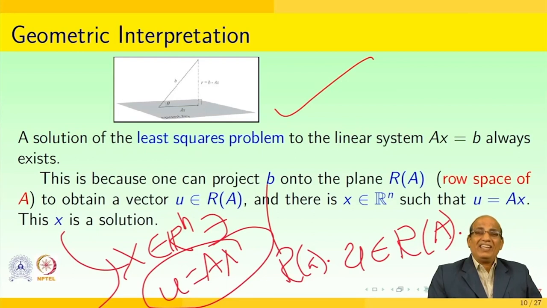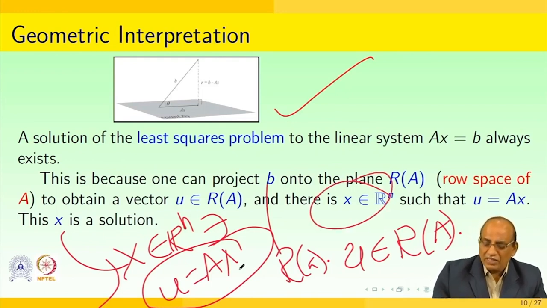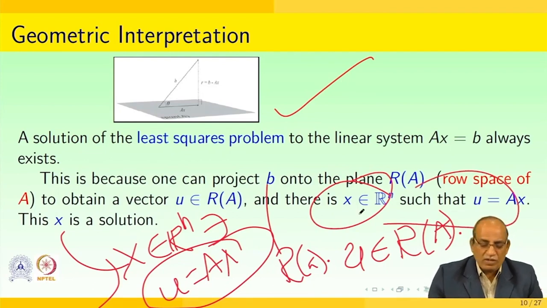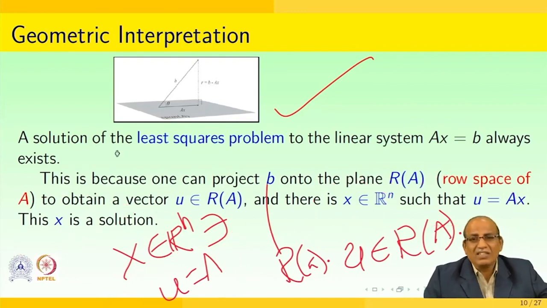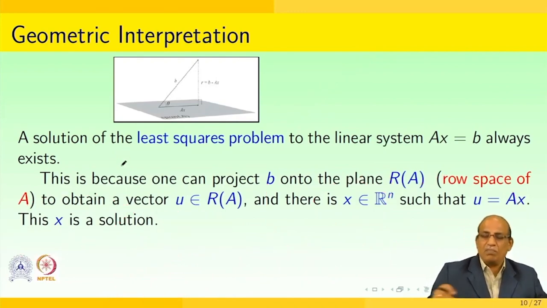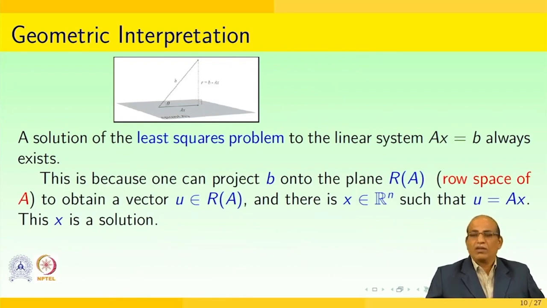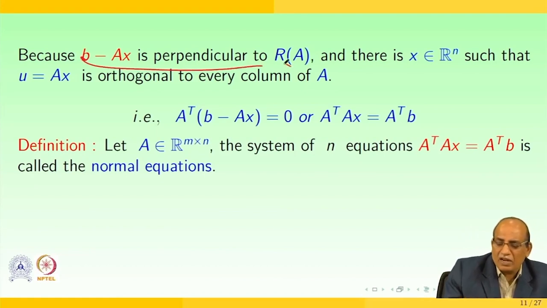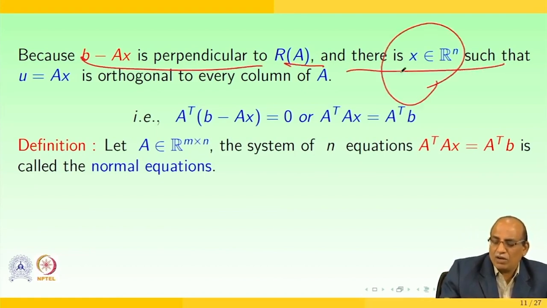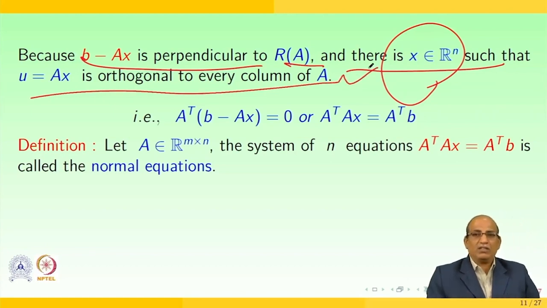So it is very easy to see the projection of this vector onto R of A. There is an x belonging to R^n such that if this condition holds, U is equal to AX, then this is an exact solution. So when you get an exact solution, there is no need to go for the best approximate solution. Well, in continuation to that, because b minus Ax is perpendicular to R of A, and there is x belonging to R^n such that Ax is orthogonal. Right, this becomes an orthogonal vector.